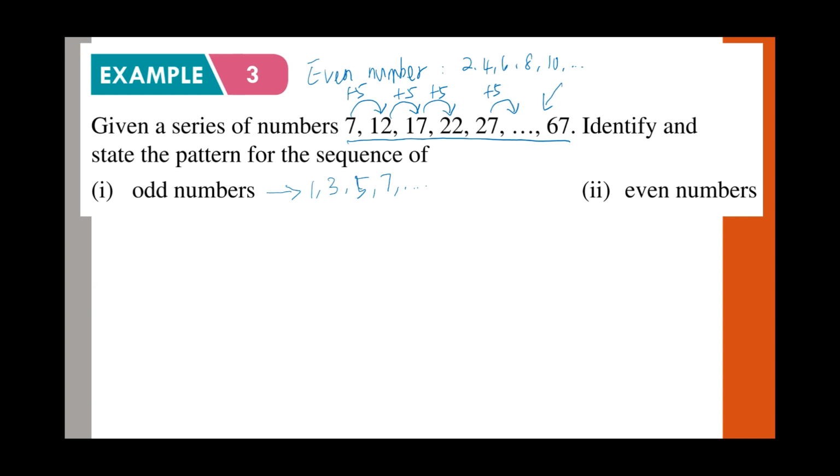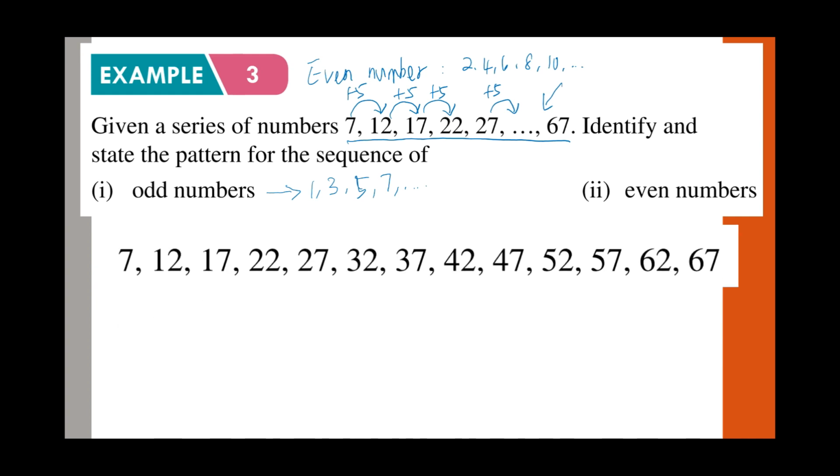So we list up everything, then you will have a list of numbers like this. You see, after 27, that will be 32, 37, you plus 5, it becomes 42, 47, 52, 57, 62, until 67. Okay, this one, 67. So now, we can identify the pattern for the sequence of odd numbers already. Odd number meaning that you are going to choose the odd numbers from this list over here. Okay, what are the odd numbers from this list?